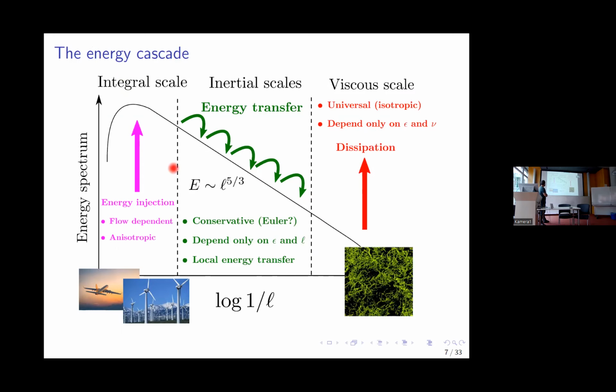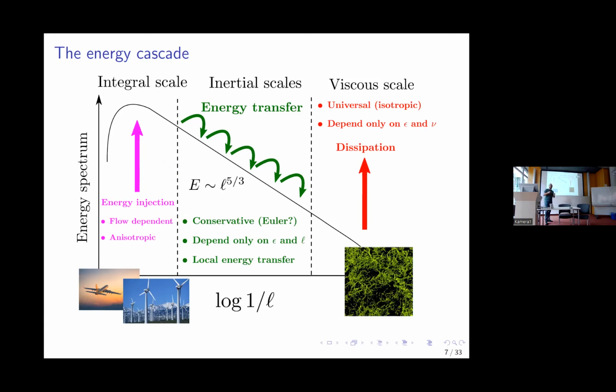First, you have the integral scale, which is where the energy is injected. This depends on the flow you are considering. It might be a wind farm, it might be an airplane, it can be a tornado, whatever. It's something that is very large, okay? And it's anisotropic, and the flow at the large scales depends on the actual flow that you're looking at. But then comes this process of the cascade.